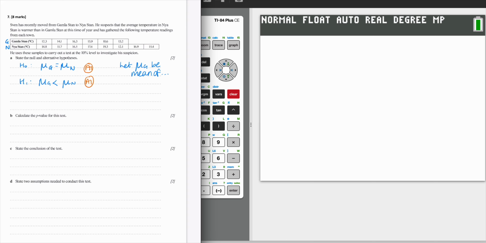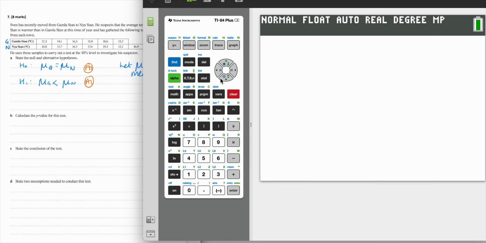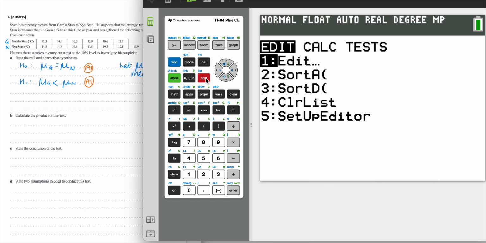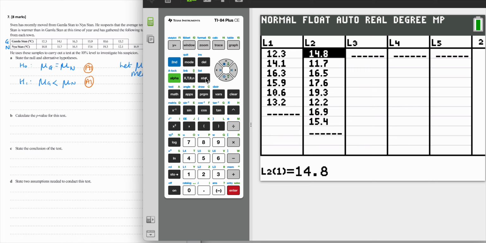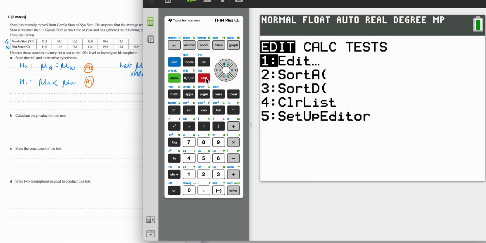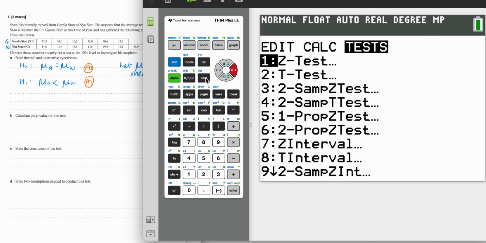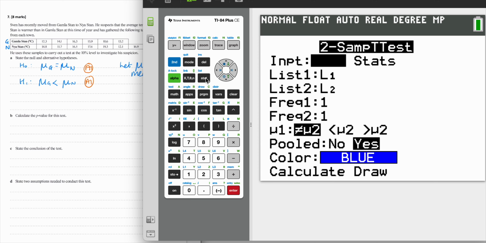And then the second question is to calculate the p-value for the test. To do that, we need to go to our GDC. We go to Statistics and Edit, and I've input here the 2 sets of data. You would just type them in. Then we go back to Statistics, across to Tests, and we have 2 sample t-test. We have the data given to us, and it will always be data in the IB SL AI. The first list is in list 1, and the second list is in list 2.